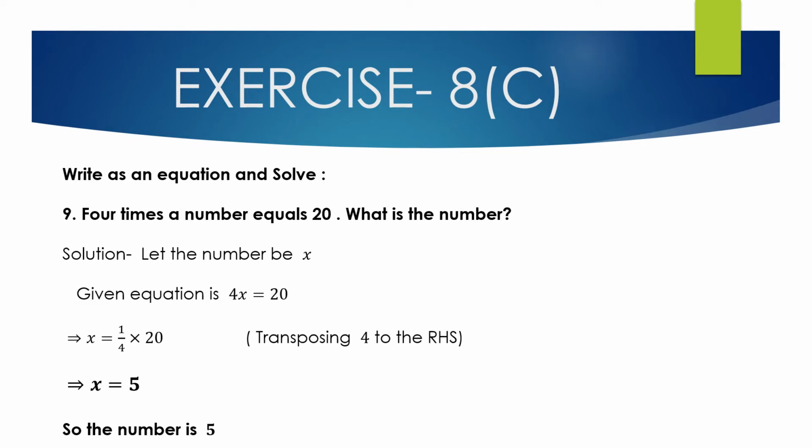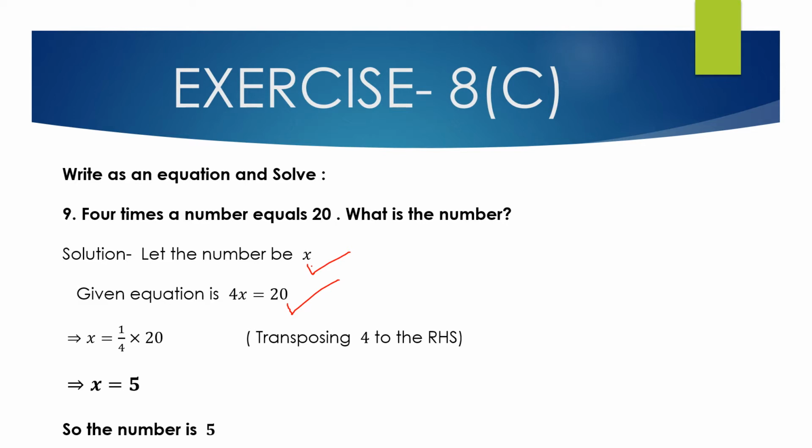Now we solve question number 9. Question number 9 is: 4 times a number equals 20. What is the number? Suppose the number is x and 4 times is represented with the multiplication symbol. So the equation will be 4 multiplied with x equal to 20. This is the equation and we have to solve for the value of the variable x.